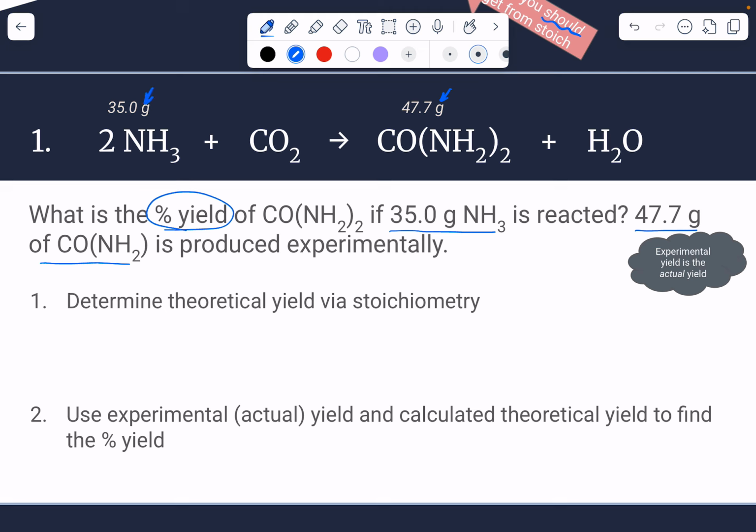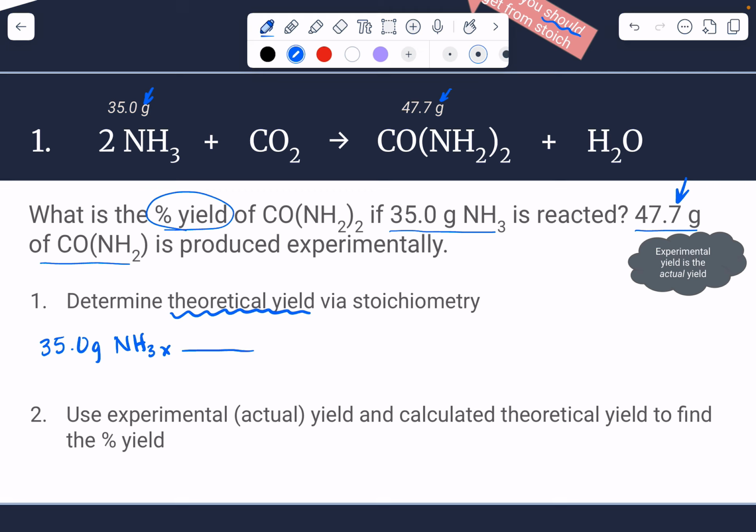The way that you determine your percent yield is first you have to look at what the theoretical yield is. How much should you have made? Because we know how much we actually made. That's our 47.7 grams. So the first thing that you're going to do is take the amount of your reactant, our 35.0 grams of NH3, and convert that into CONH2 using stoichiometry, and that will tell us the amount we should have made based off of the reactants that we have.